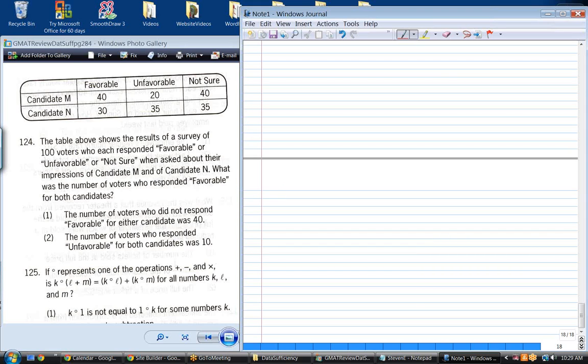So let's just take it one step at a time. Statement 1 tells us that at least 60 of the 100 responded favorably. So at least 60 people responded favorably for at least one candidate. Yeah, we don't know who.